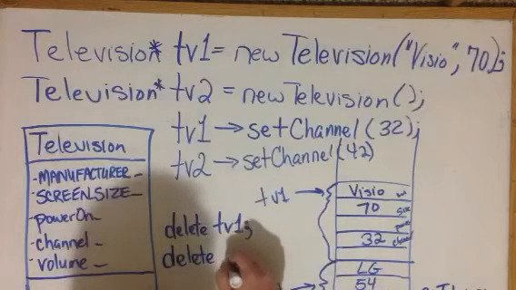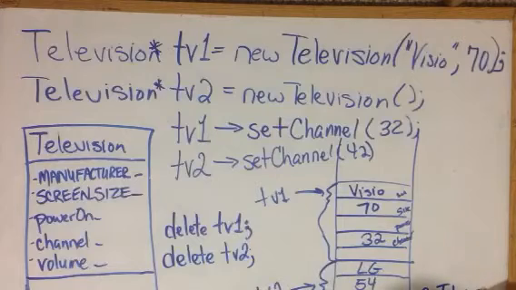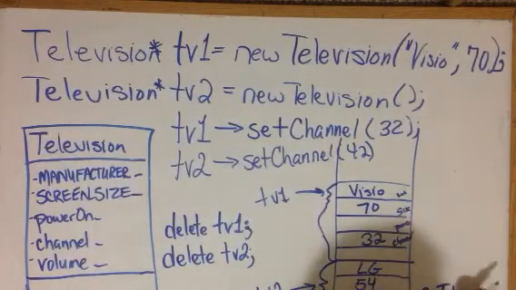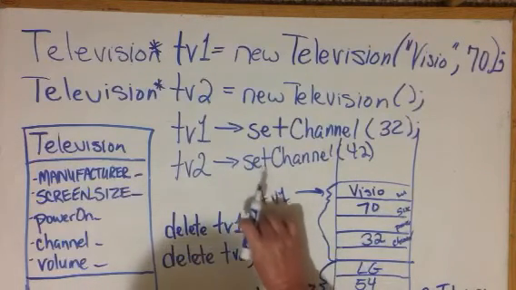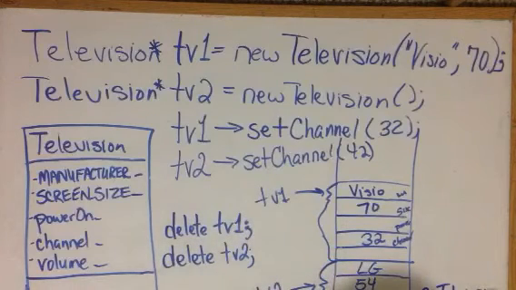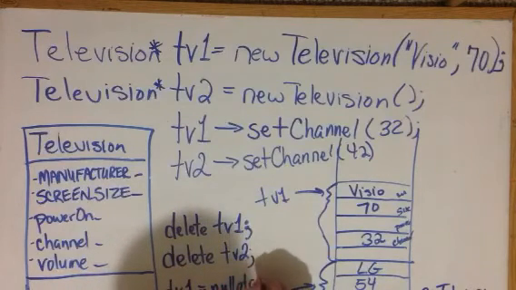Same thing when we delete TV2. The destructor then is executed. So you could test that out by putting a cout statement in your destructor, and you could see when you step through and do the deletes that that destructor is going to be called. And then don't forget, you want to set null pointer after you've done a deletion.